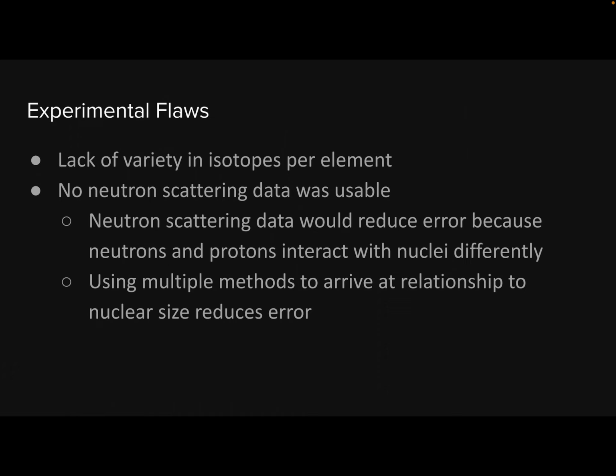Also, no neutron scattering data was usable. I looked through the data sets and most of them were basically unusable because they didn't have enough data points, or they were not the right type of data, where there's no variable angle. And it's really useful to have neutron scattering data instead of just proton elastic scattering data, because neutron elastic scattering data would reduce error, since neutrons and protons interact with nuclei slightly differently. Using multiple methods to arrive at a relationship would reduce error.